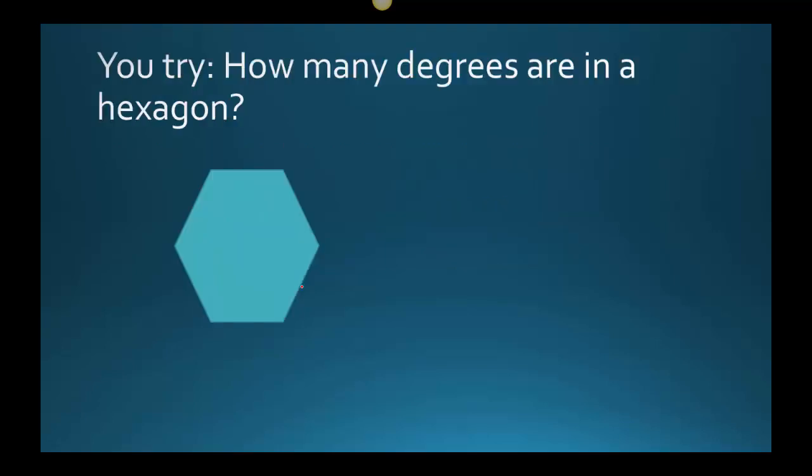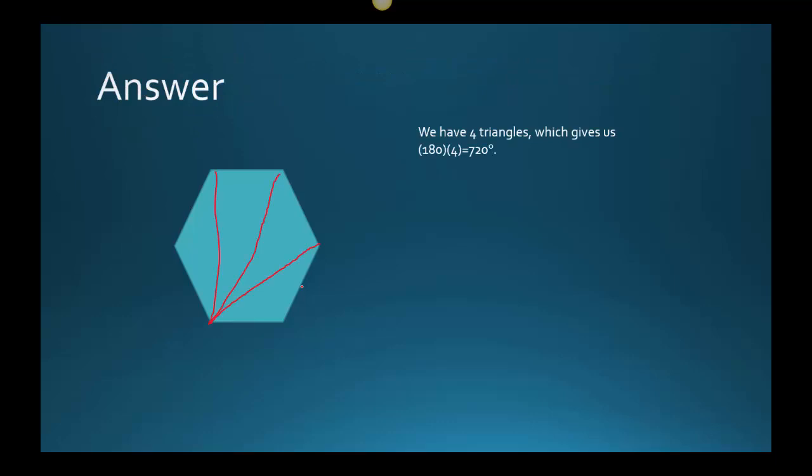Okay, so here's a hexagon. Pick a point, draw your triangles, and then multiply how many triangles you get by 180 and figure out how many degrees are in a hexagon. All right, so hopefully you're doing that, or you paused the video so you can do it. So now let's see how you did. And you probably drew better than I did.